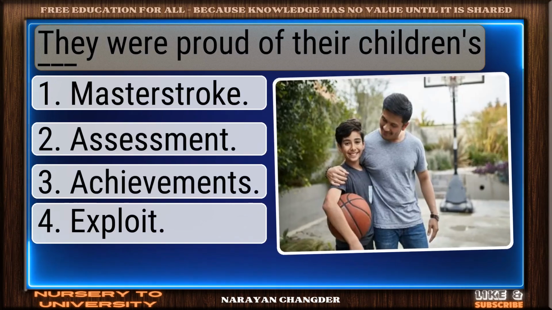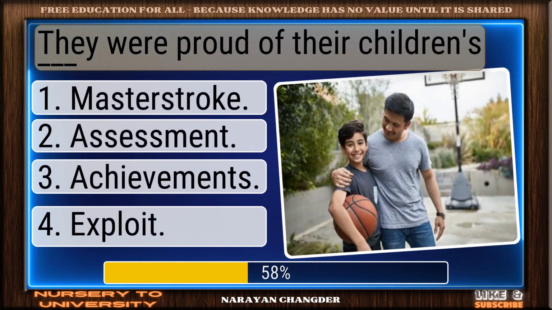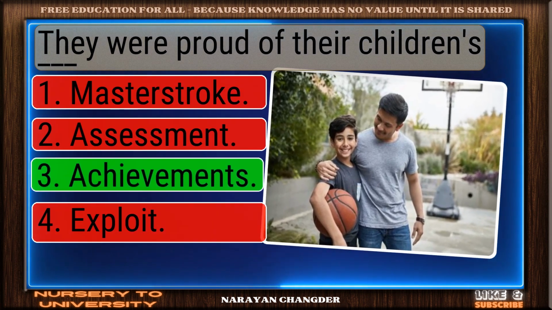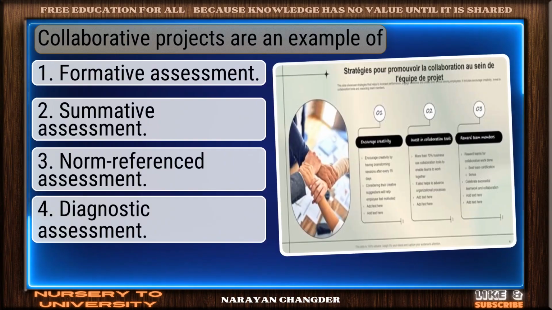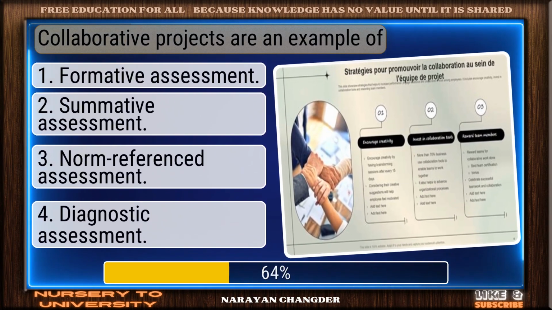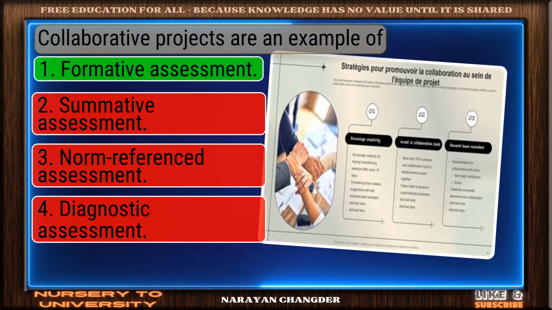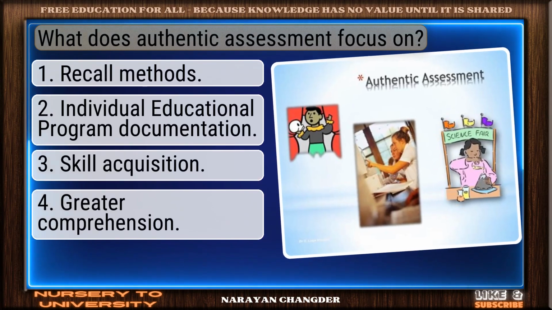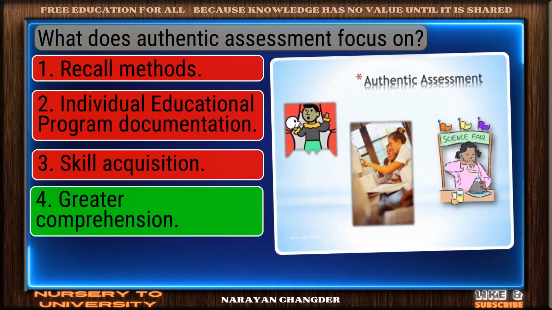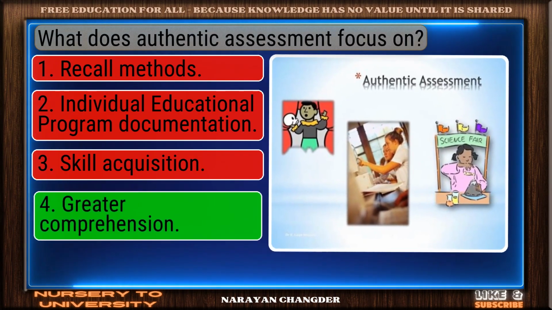choice. They were proud of their children's dash. Good thinking. Achievements is the right answer. Collaborative projects are an example of. You got it. Your choice, formative assessment, is right. What does authentic assessment focus on? Exactly. Greater comprehension makes sense and it is the right choice.